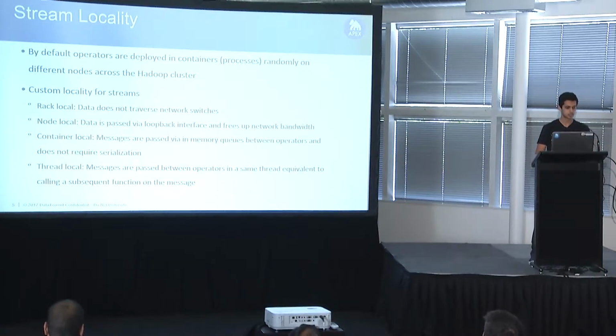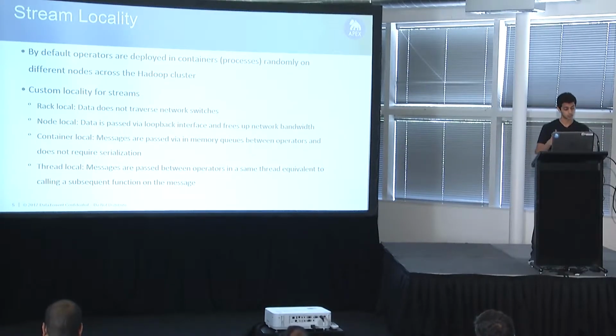Right, just a few concepts that are unique to Apex. So this is the concept of stream locality. What that basically means is that an application developer expresses his application as a directed acyclic graph. So you have a set of processing units, a connection which is called a stream, and another processing unit, which is called an operator. By default, operators are randomly launched as part of YARN containers on different nodes of your Hadoop cluster. However, you have the ability to dictate where an operator should be, or where two operators should not be. So stream locality is the construct that defines where operators should be placed vis-a-vis each other.